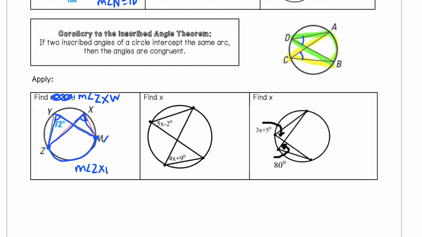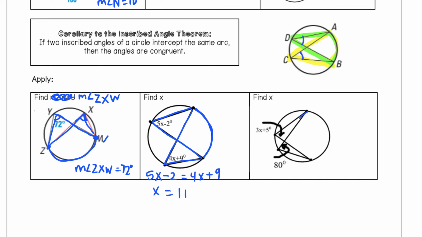Feel free to pause the video and try the other two on your own. In this one, we're asked to find x. We have an inscribed angle with this arc and another inscribed angle here with the same intercepted arc. Based on our corollary, those two inscribed angles must be congruent, so we can set them equal to each other. 5x minus 2 will equal 4x plus 9. We can subtract 4x and add 2, so x equals 11.